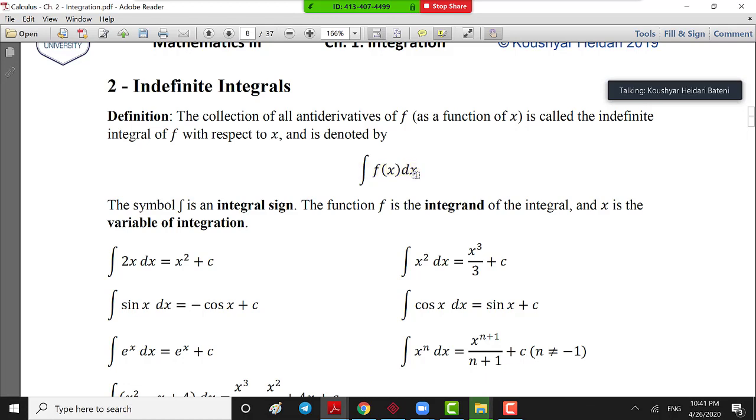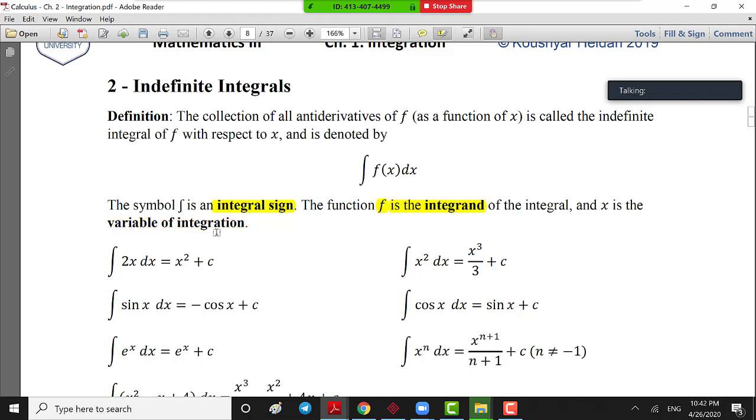The symbol, the elongated s, is called the integral sign. The function for which we are calculating the integral is called the integrand, and the variable of integration, which is shown with this dx, is called the variable of integration, right?